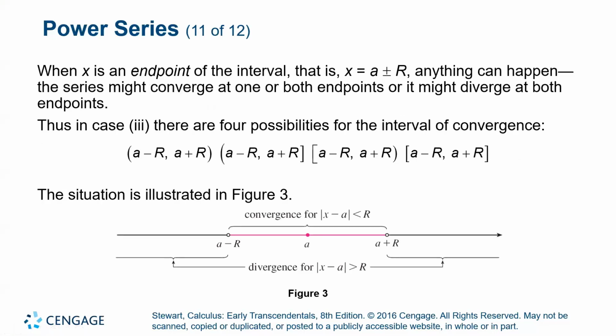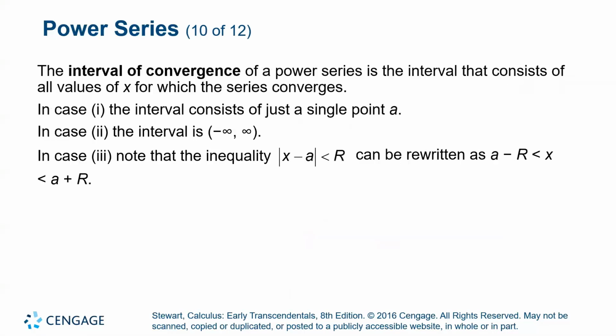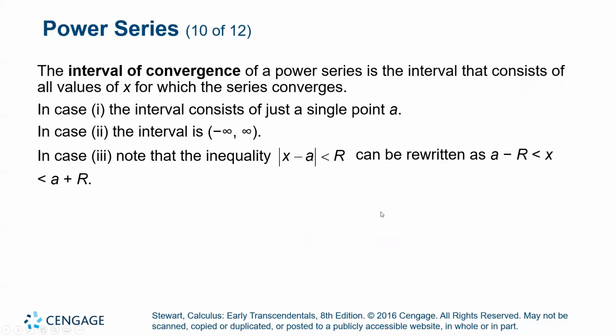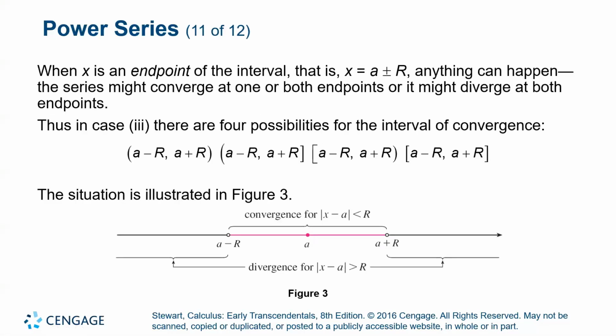Okay, when x is an endpoint of the interval, meaning x is a plus or minus R, anything can happen. Meaning the left-hand side and the right-hand side of your interval, we're not sure. So you typically have to test the endpoints of the interval of convergence. That's why, if you look at the original theorem, there's no equal sign, because we don't know what's going to happen right at the end. So that means there are 4 cases that can actually happen.